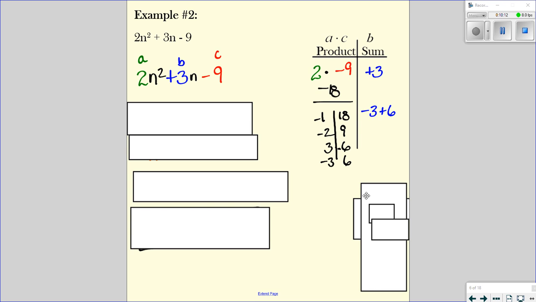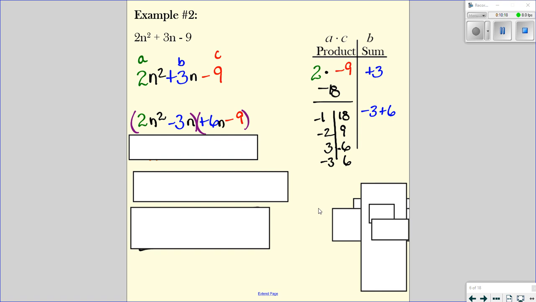Those are my two factors. Now I can use that and replace the middle term and create my four terms. So 2n squared minus 3n plus 6n minus 6. And let's say you put 6n first and then minus 3n. That is fine. As long as you find the correct GCF for each set of binomials that you created, you should still end up with the same answer.